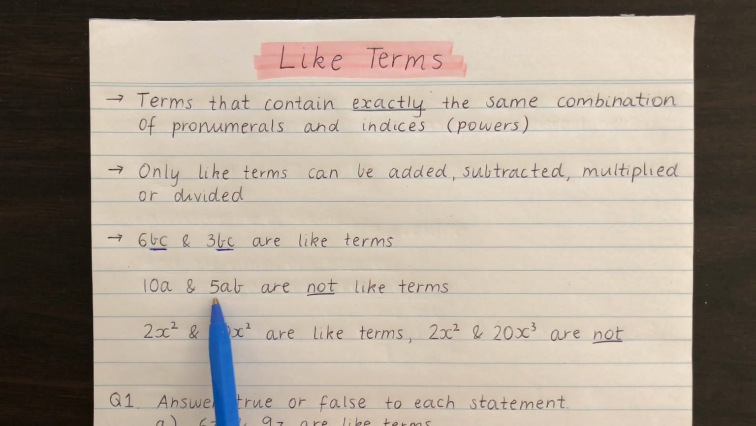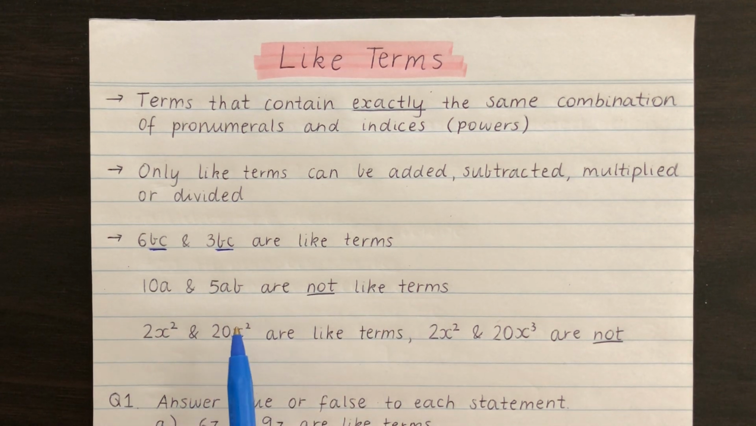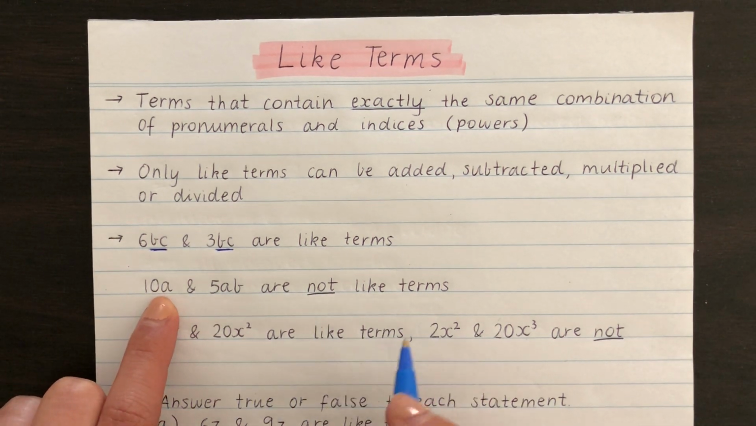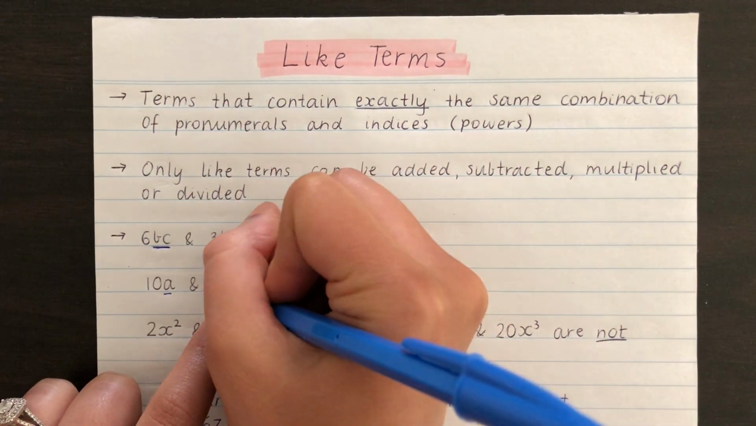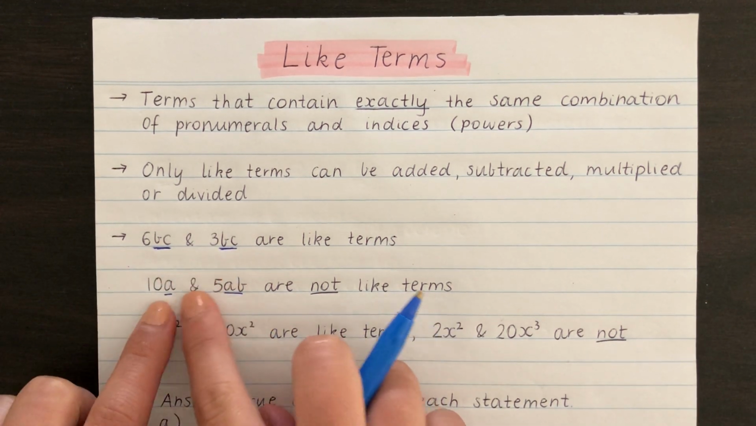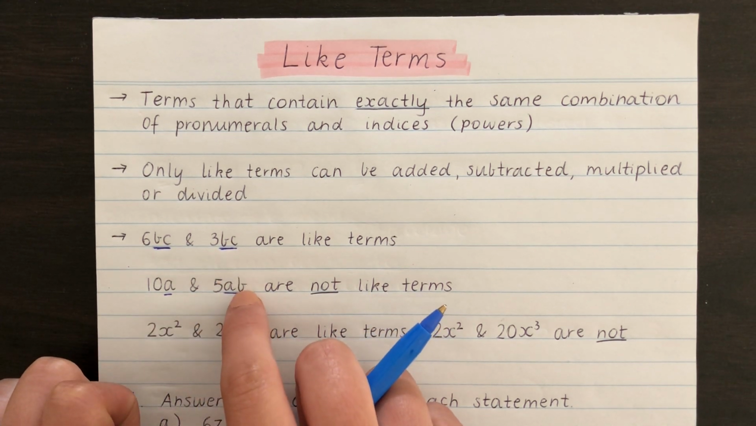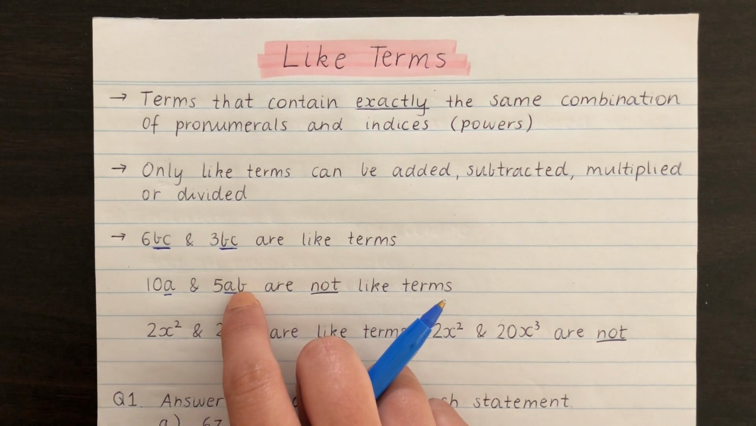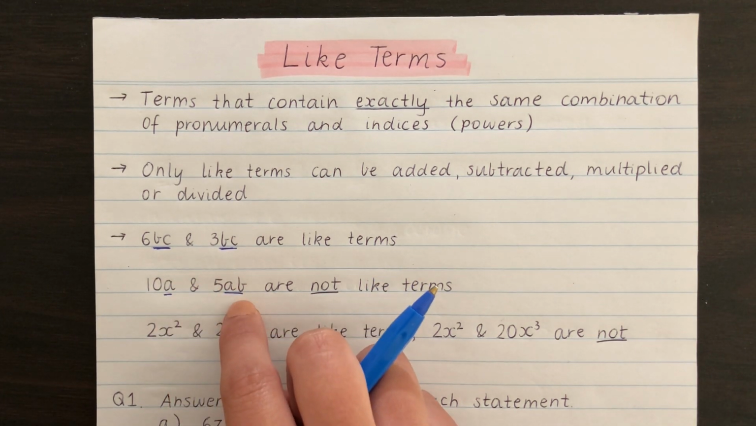10A and 5AB are not like terms, okay? And that's true. They're not like terms because here in this term, we just have an A, whereas over here, we have an A and a B together. Now, here in this term, the first one, there's only an A by itself, whereas over here, there's an A, yes, but a B is stuck to it, okay? These 2 are not the same. An A is not the same as an A and a B.